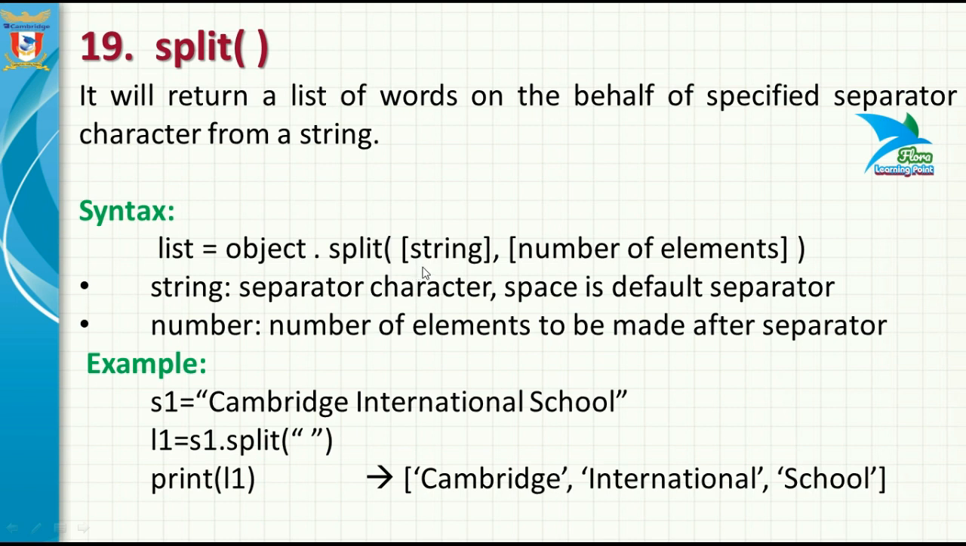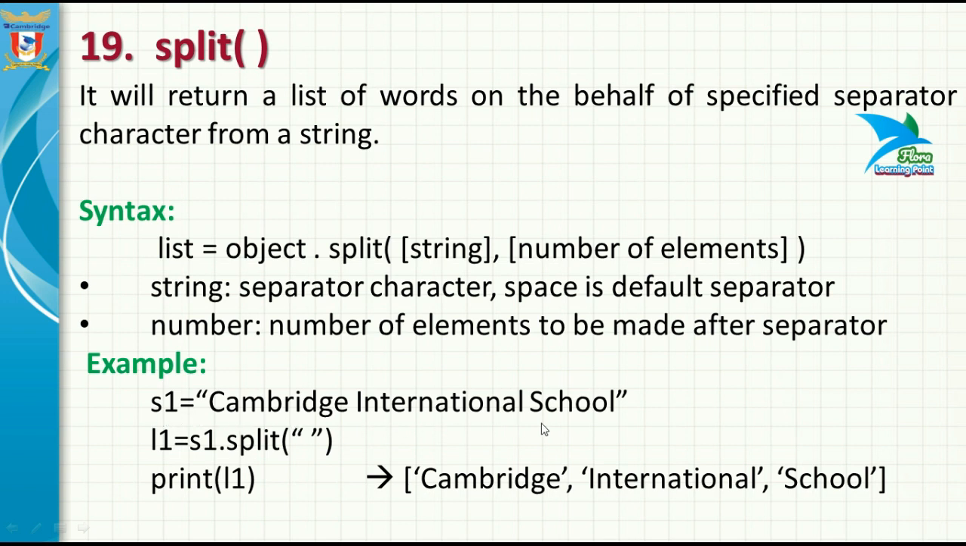So here we have the syntax of this one. The split function has two optional parameters. One is the string separator character, and the second one is the number of elements. The first parameter is the separator character, and the space is the default separator. And we'll discuss the number of elements next, after discussion of this first parameter. So let's start with the first parameter, that is the separator character. And if we don't specify the separator, then space will be the default separator.